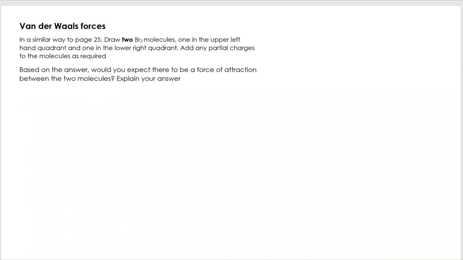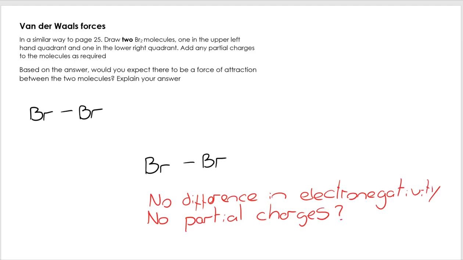So let's now take a look at van der Waals forces, and let's have a go at this activity. We've been asked to draw out 2 Br2 molecules, and then we need to write on where there will be a delta positive and a delta negative. Now, based on our knowledge of electronegativity and what we did in the last video, there are no partial charges here because the bromines have an equal pull on the electrons in the covalent bond.